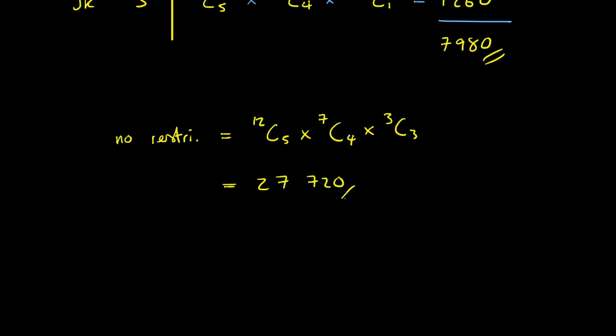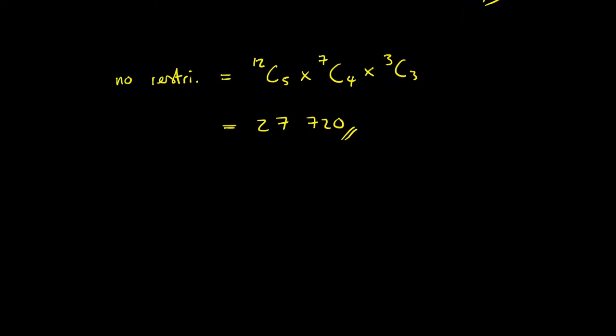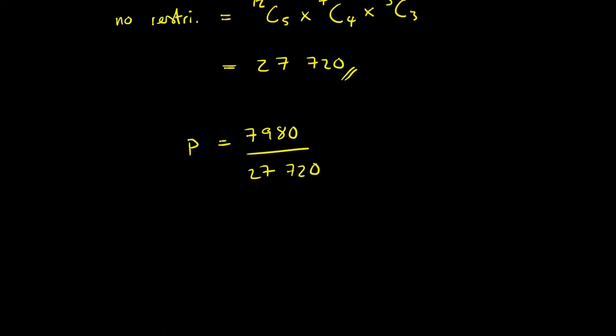27,720. And so therefore the probability is going to be 7980 divided by the 27,720, and that is equal to 19 upon 66. And so 19 upon 66 should be my final answer.